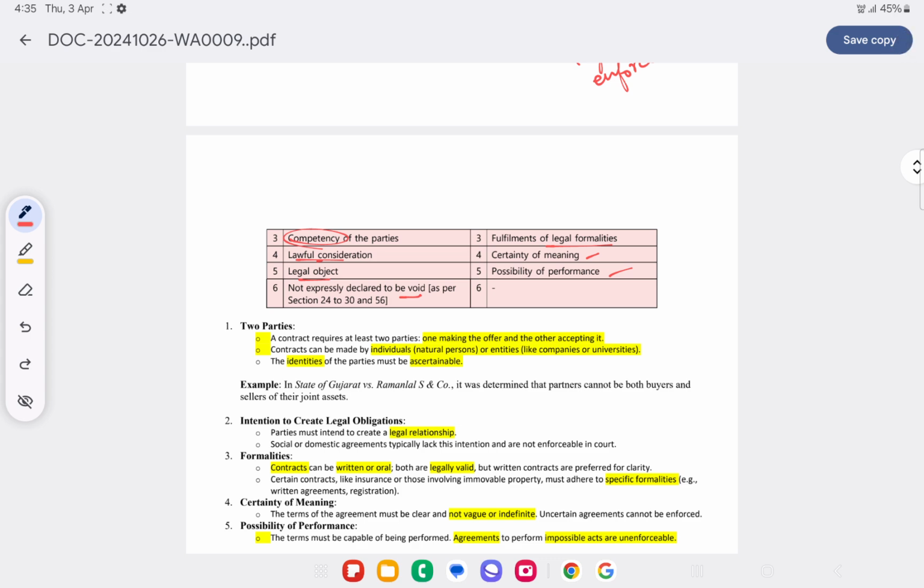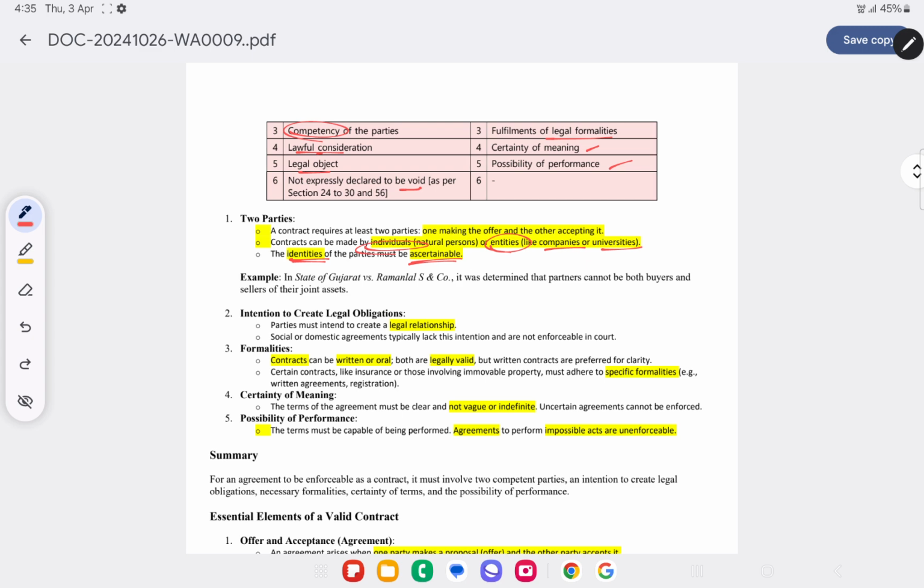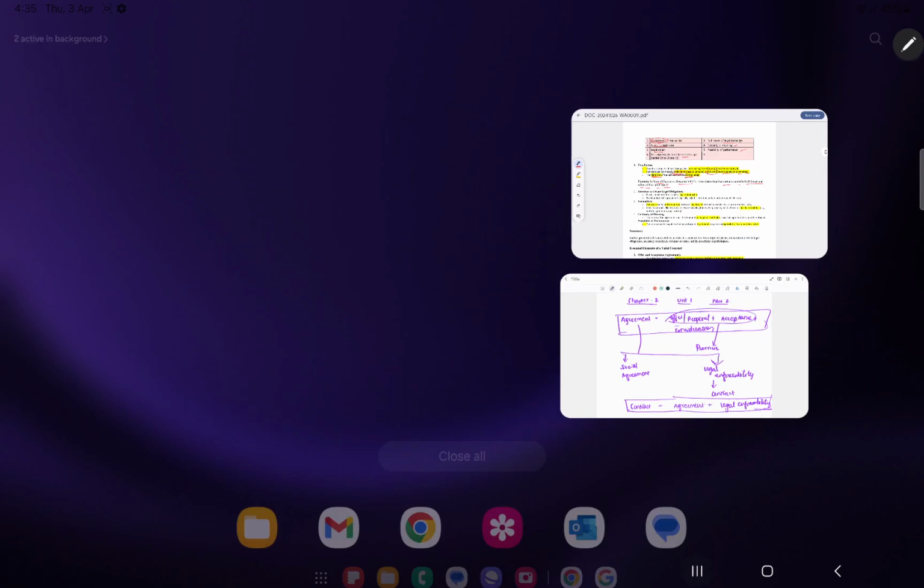One should make the offer and the other should accept it. These contracts can be entered into by individuals or by entities like companies or universities, and their identities must be ascertainable. We should be able to identify the person or the entity, like a company or university, with whom the contract has been entered into. Example, State of Gujarat versus Ramanlal S & Co. It was determined that partners cannot be both buyers and sellers of the joint assets.